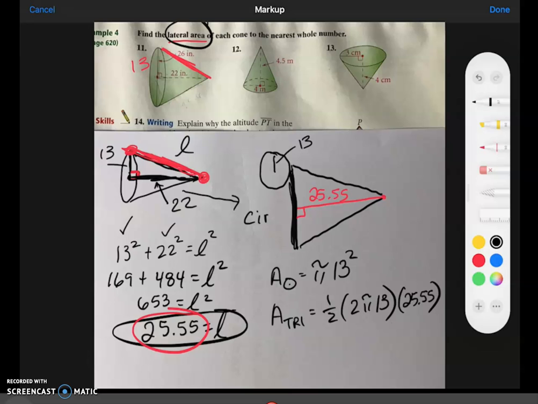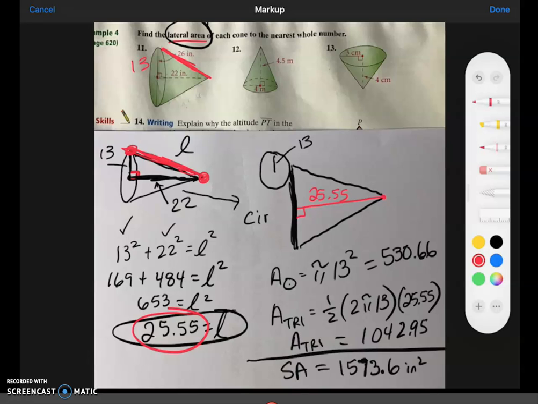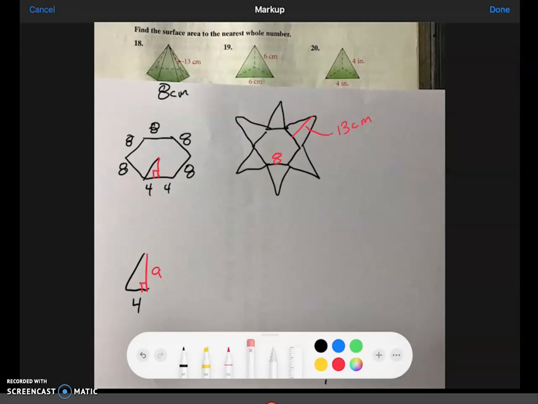So it is 1/2 circumference, 2 pi r, radius is 13, times, again, the red slant height, 25.55. And going to my calculator, the area of the circle is 530.66, and the area of the triangle is going to be 1,042.95. If they just want the lateral area, that would be the triangle only. That would be LA, the lateral area. But I like the surface area, so I'm going to add this circle plus the triangle, and the surface area is 1,573.